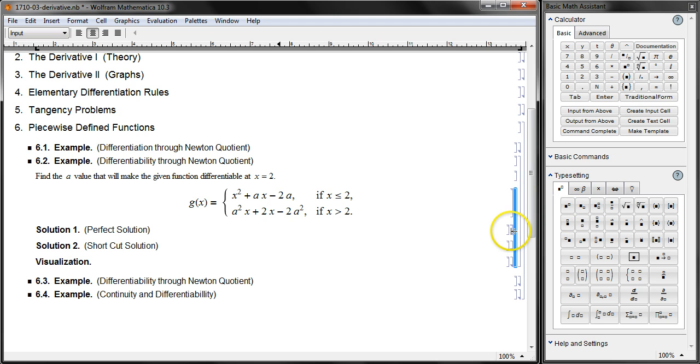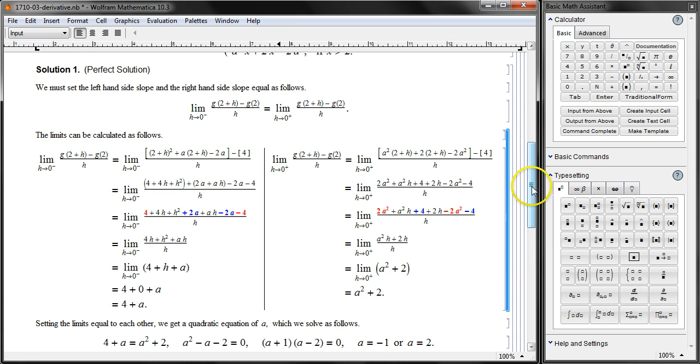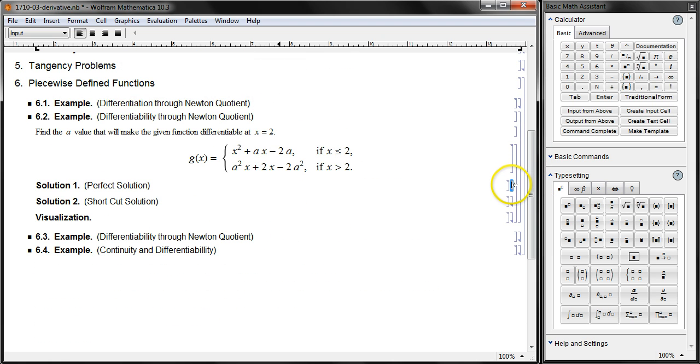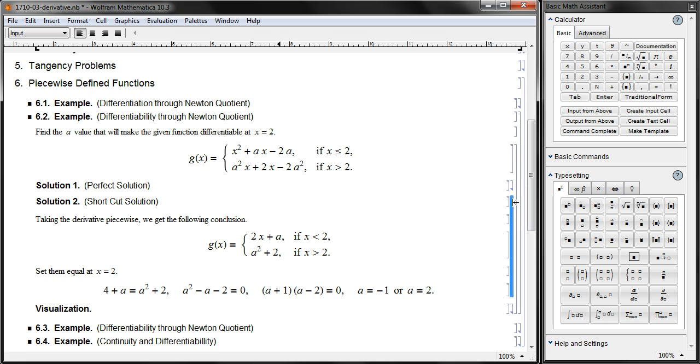Differentiability was the issue. The perfect solution is through Newton quotient computation, but this is really difficult to follow, even though it always works. If you use the shortcut solution, there's a bit of a danger. It doesn't always work, but it's much simpler. Take the derivative, and at x equal to 2, set them equal. We get this equation, and the solution, well, that turns out to be the answer. If you see this kind of problem at Calculus 1 level, the shortcut solution will work. It doesn't always work, but at exam level it will work, so don't worry too much about it.